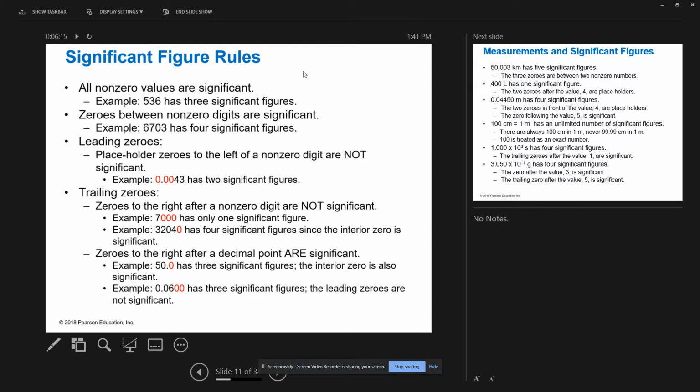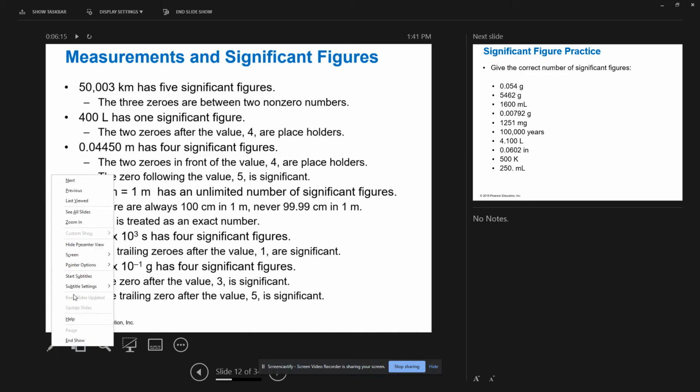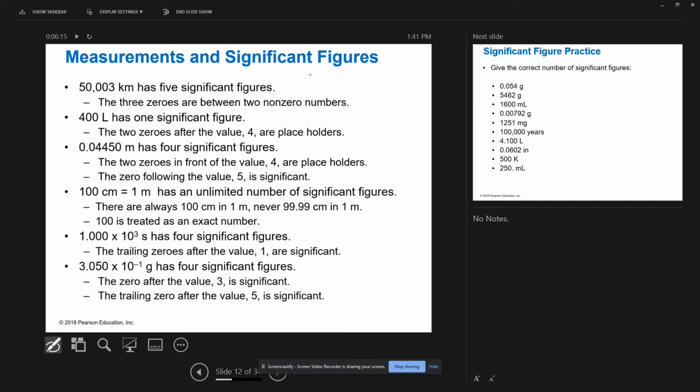If I have, let's say, the number 4,171, how many significant figures would be in that number? The answer is 4. 1, 2, 3, 4. They're all non-zero digits. Okay, so that is rule number 1.